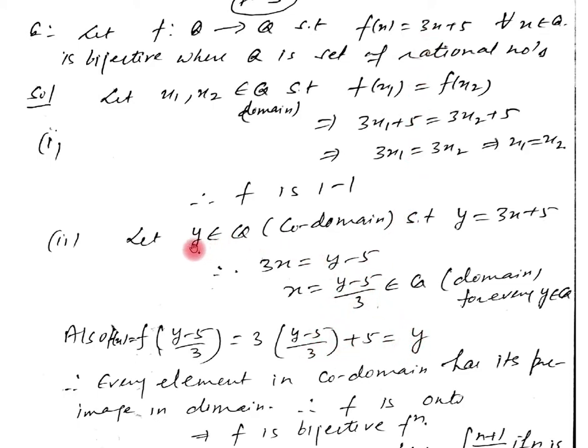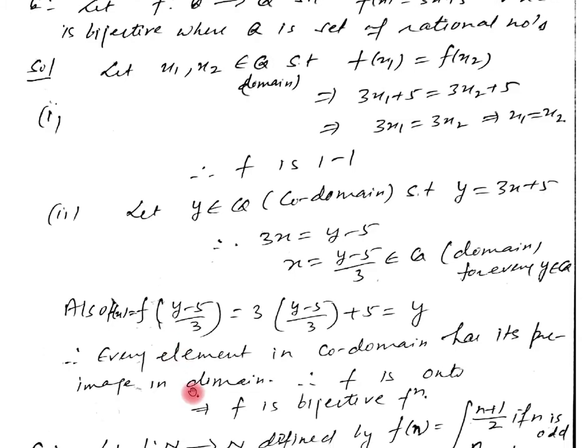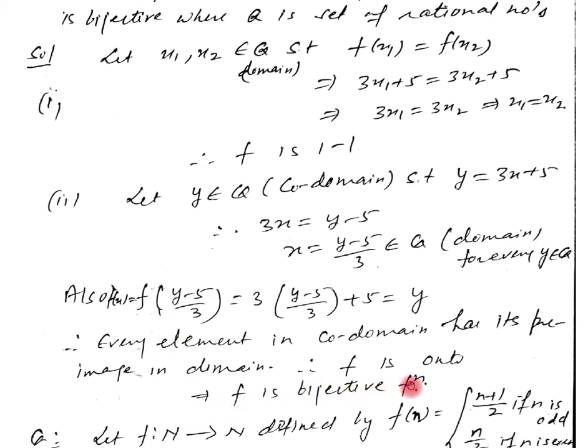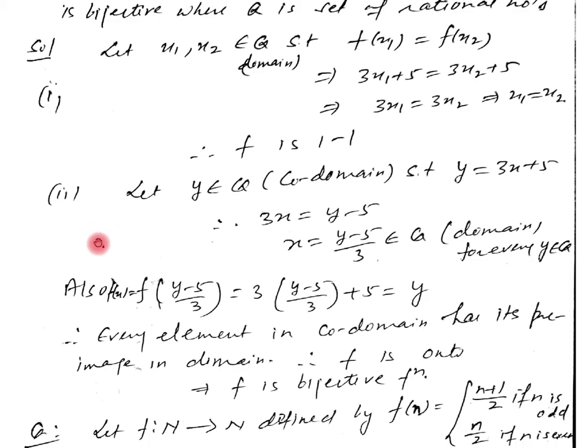Now we have taken any arbitrary element from the codomain. For that we have proved that it is the image of some element from the domain. So we can say every element in the codomain has its pre-image in the domain. So we can say the function is an onto function. Now as the function is 1-1 and the function is onto also, therefore we can say the function is a bijective function. Whenever we have to prove the function is bijective, we have to prove the function is 1-1, and we have to prove the function is onto.